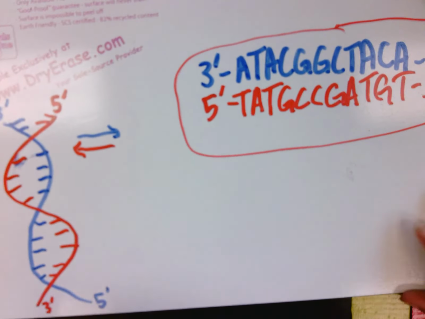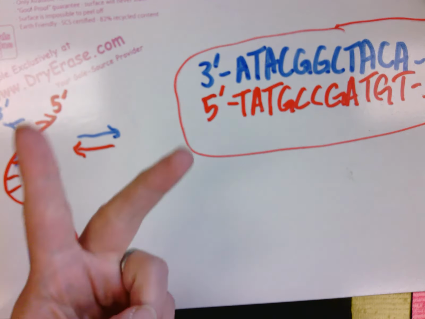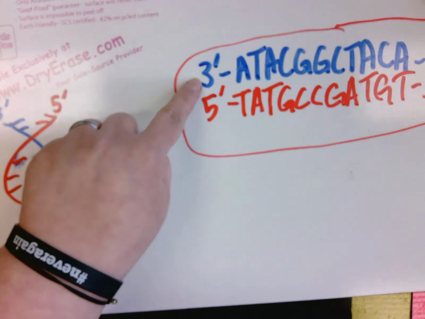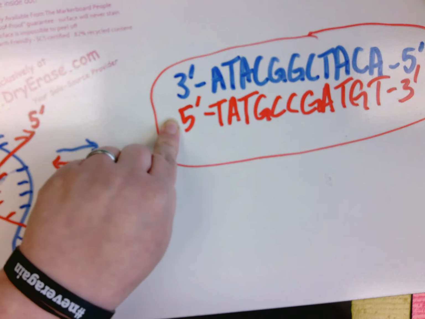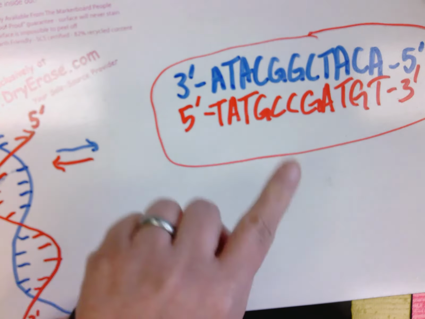So replication, remember, it's the first step of the central dogma. It's done in a semi-conservative manner. And if we have a template strand, we should be able to fill in what the daughter strand looks like, given that we know about complementary base pairing: A's pair with T, G's pair with C.